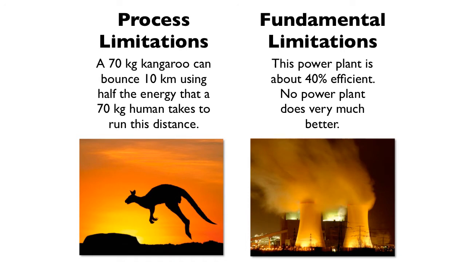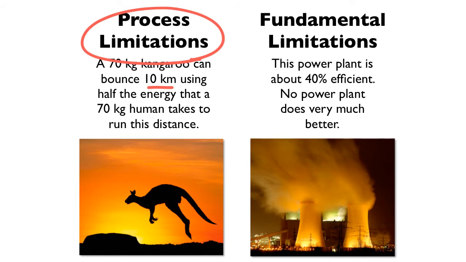Now I want to talk about different limitations to efficiency. Okay, when you're moving on level ground, you're not getting anything for your energy output. It costs you a certain amount of energy to move. That is basically a process limitation. That's just as a function of how you are put together. Kangaroos, if they go 10 kilometers, they use about half the energy that you take to run that distance.